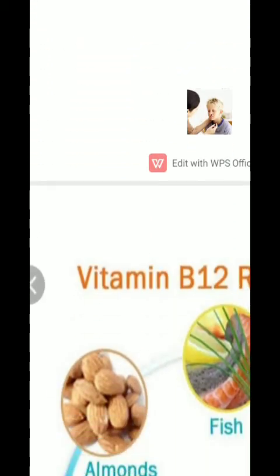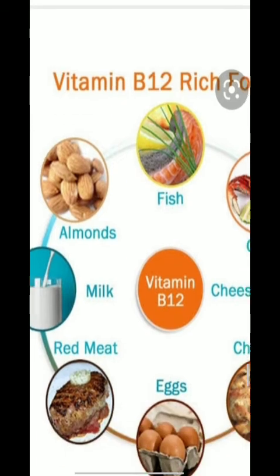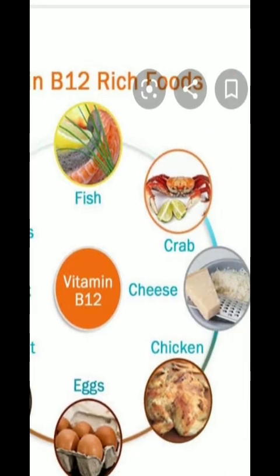Now, the food items which are rich in vitamin B12 are almonds, fish, milk, red meat, eggs, crab, cheese and chicken.